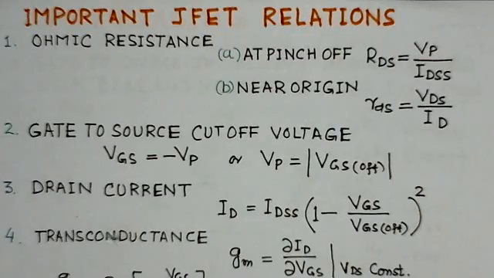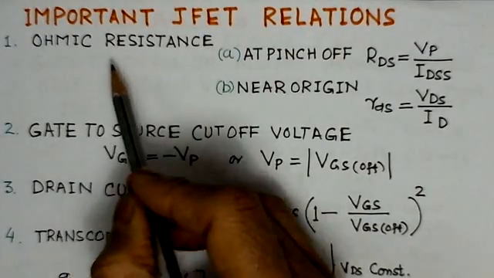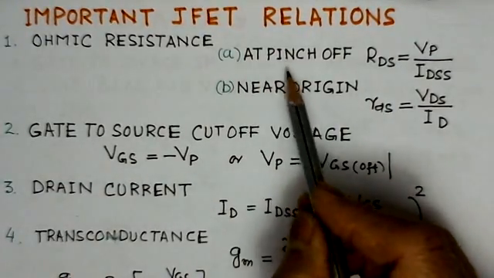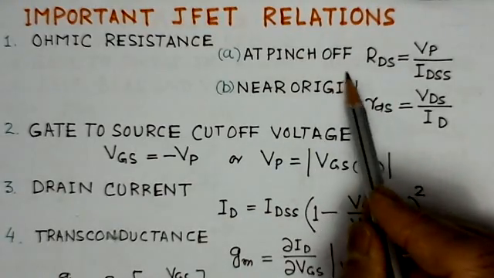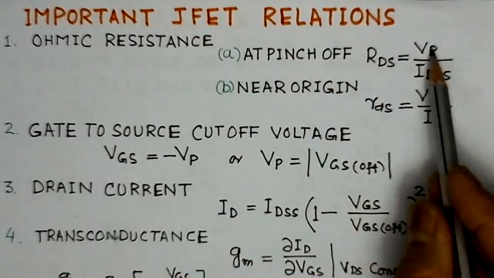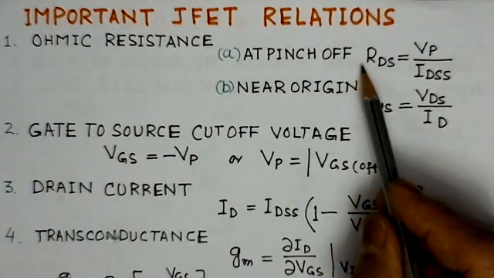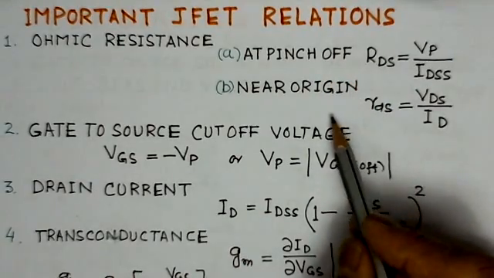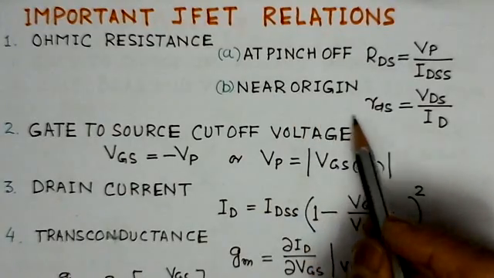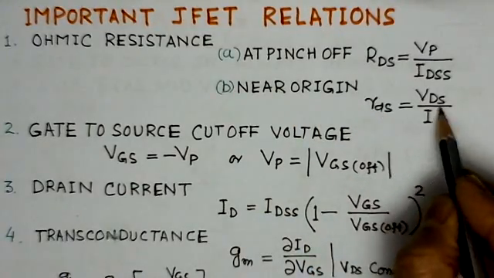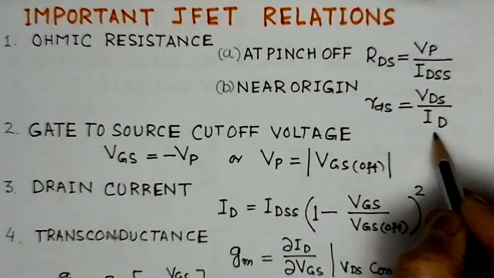We'll see here the first is the ohmic resistance that we have seen. At the pinch off point, the RDS is given by VP over IDSS. This is the ohmic resistance at the pinch off point. Now if you work near the origin, then it's defined as RDS, which is VDS over ID.